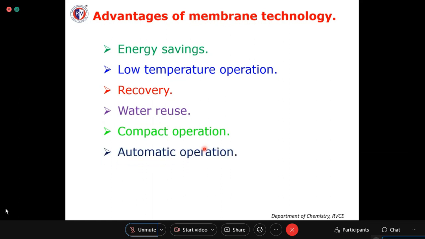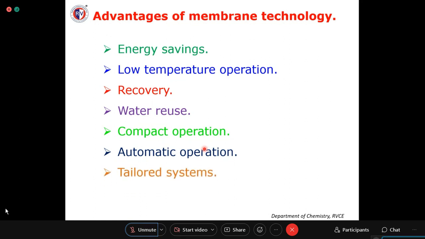And automatic operation. So nowadays, you are standing in front of your water filter, right? You just switch on and you will do other work, right? Automatically, it will start filtration, and when the tank is completely filled, automatically it will switch off, right?